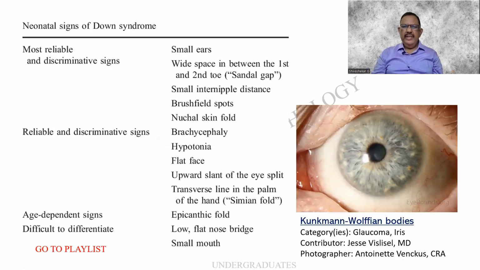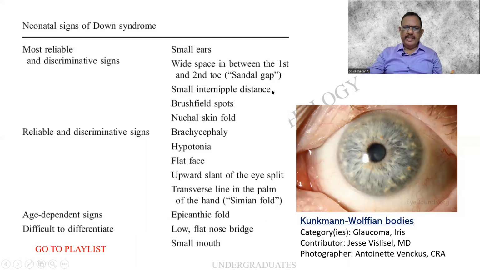Neonatal signs. These can be superimposed onto the other findings, but then when the child is newborn itself, how can you diagnose? The most reliable findings are these: small ears and white space between the first and the second toe. This is called the sandal gap, probably comfortable for wearing the slippers.